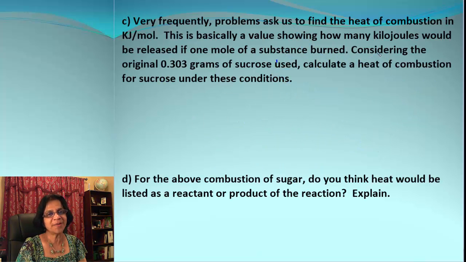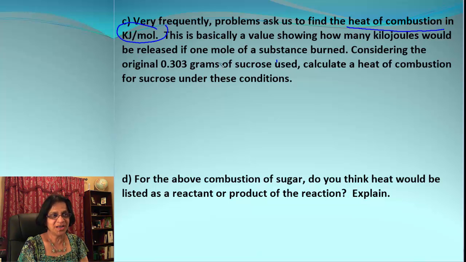Alright, in this problem, we are going to move to the next step and find the heat of combustion of sucrose in kilojoules per mole. This is on sucrose, 0.303 grams. Just to remind you, we got negative 5040 joules by burning 0.303 grams of sugar. And we need to convert that to kilojoules per mole. So how do we convert that?